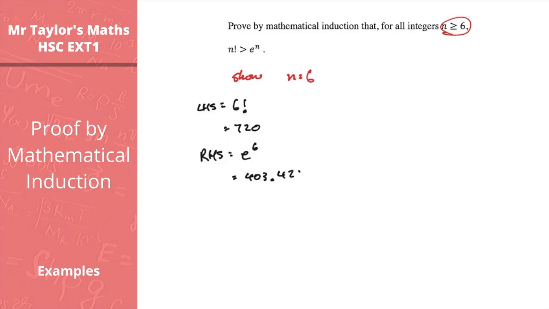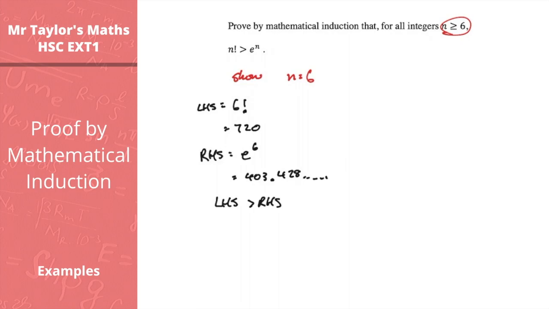Okay, last example for today. Prove by mathematical induction that for the integers n greater than or equal to 6, n factorial is greater than e to the power of n. Okay, so where do we start? Of course we start with show. Pick our smallest value of n that we can, so in this case 6. So 6 factorial is my left hand side, which is 720. And my right hand side will be e to the power of 6, which is 403.428. So clearly my left hand side is greater than my right hand side.